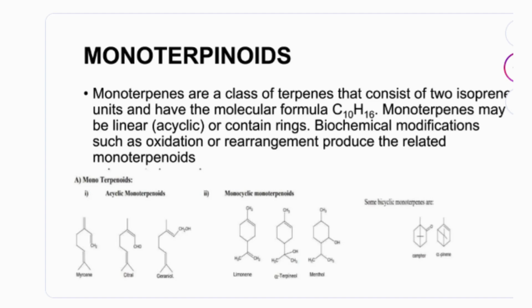Monoterpenoids. Monoterpenes are a class of terpenes that consist of two isoprene units and have the molecular formula C10H16. Monoterpenes may be linear, which we call acyclic, or contain a ring, which is cyclic. Biochemical modifications such as oxidation and rearrangement produce the related monoterpenoid structures.